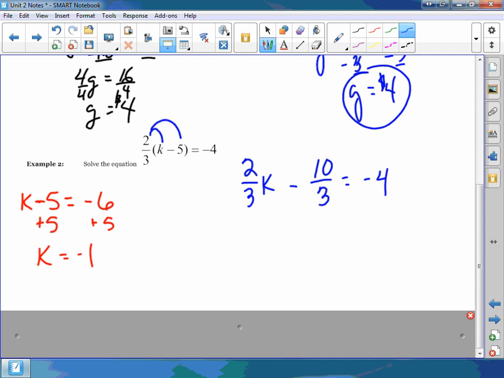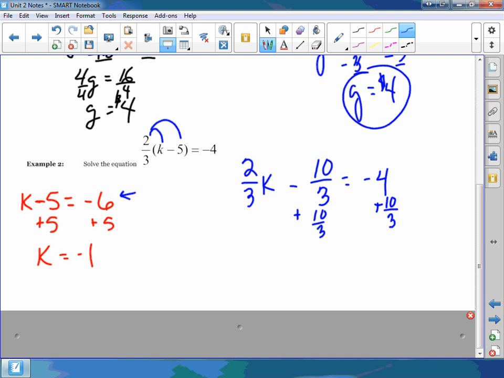Okay, so already I like what it looked like on my first step over here a lot better than I do in the blue, but we'll see what's going on here. So let's get rid of the 10/3. So we're going to add 10/3 to both sides. Oh, man.